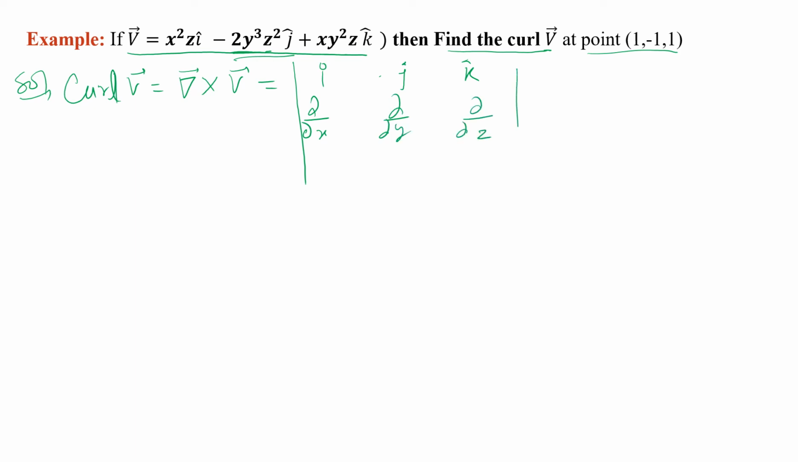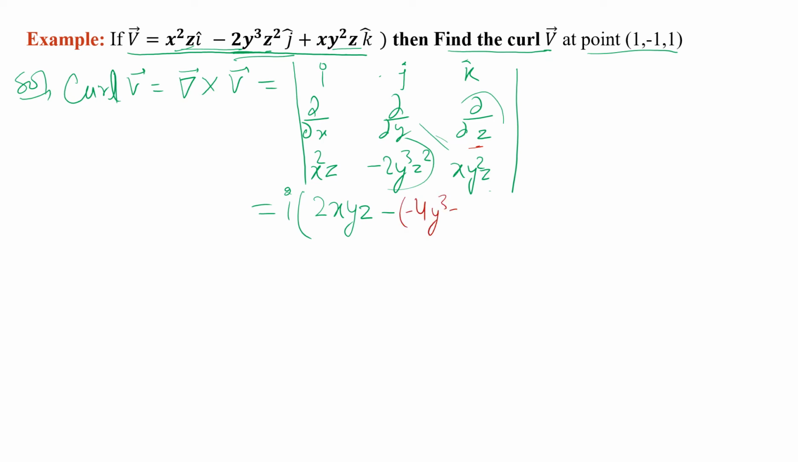And now write the components of the vector v. The component of i is x squared z, the component of j is 2y cube z squared, and the component of k is x y squared z. Now we just expand that determinant. So we write i, the partial derivative of the k component with respect to y, so we get 2xyz, minus the partial derivative of the j component with respect to z. So here we get minus 4y cube z.